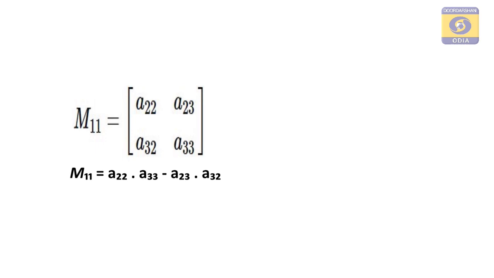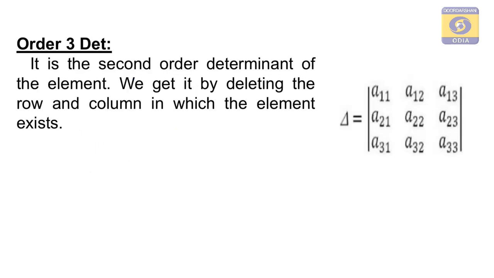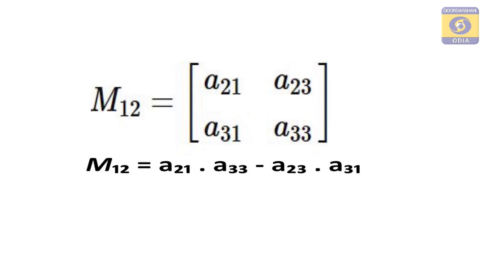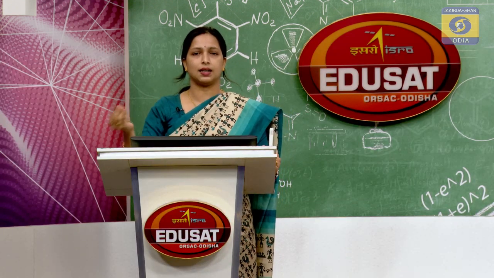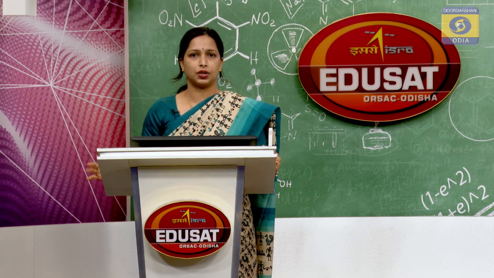Now, let us go back to the previous slide. Let us say the minor of A12. A12 lies in the first row, second column. So, we delete the first row and second column, and the remaining elements form the minor. So, the minor of A12 will be made of A21, A23, A31 and A33. Like this we have to delete the row and the column in which the element exists, and the resultant will be the second order determinant of that element. After that, we know how to cross multiply the diagonal elements, and then the resultant will be the minor of the order 3 determinant elements.